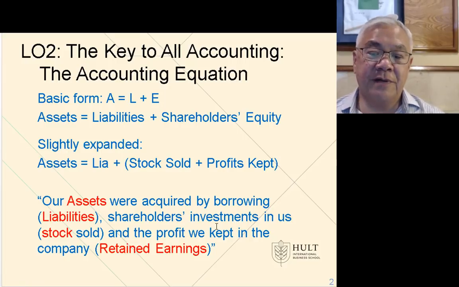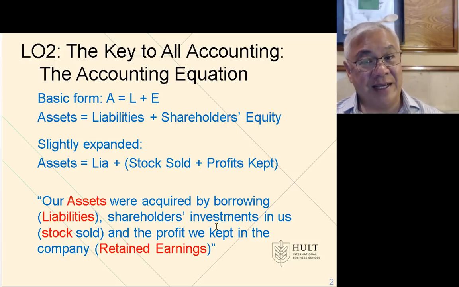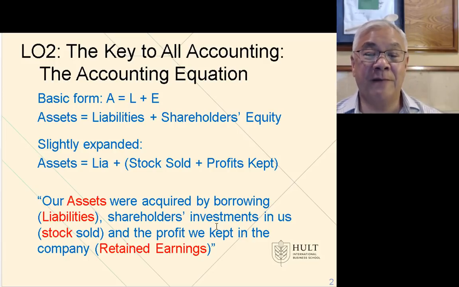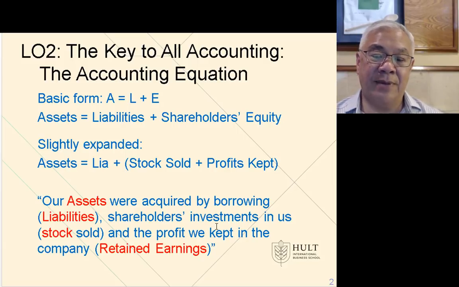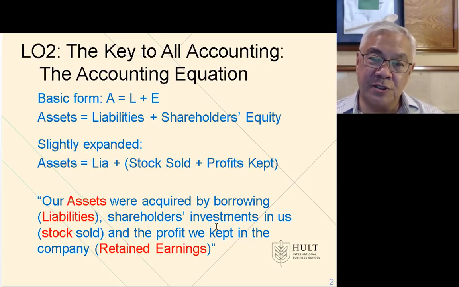Learning objective 2 is the key to all accounting, so pay attention. It's the accounting equation, and it's really not that hard. I mean, it gets very complicated, but it's not very hard. It is the formula right here: Assets equals liabilities plus shareholders' equity. That's it. Wow, that's it. That's all there is to accounting. Well, not quite, but that shows you, and we'll start expanding it.